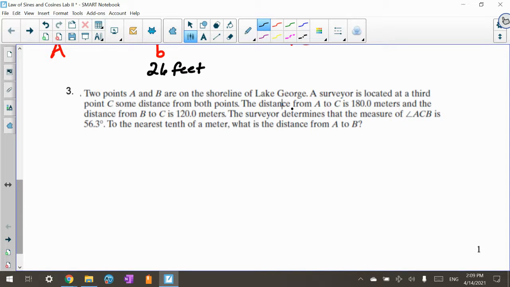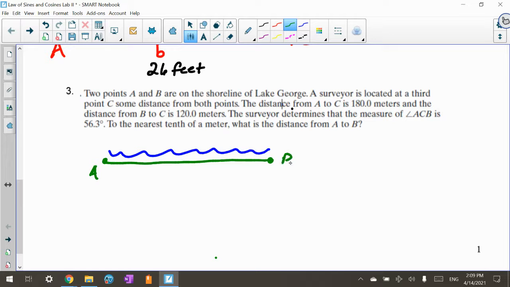Okay, so it says two points A and B are on the shoreline of Lake George. So here's my shoreline. I'm just going to go like this. So points A and B are on the shoreline. Let's say A is here, B is here. Okay, so A and B are on the shoreline at Lake George.